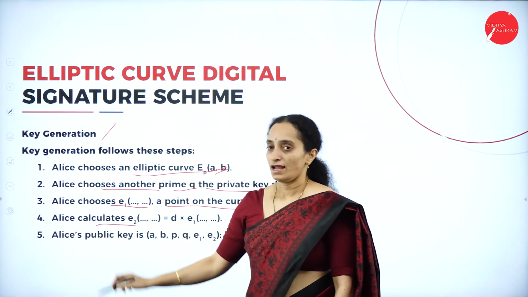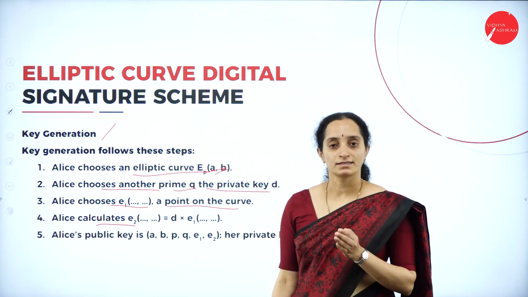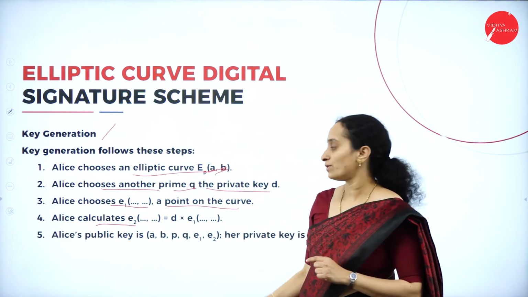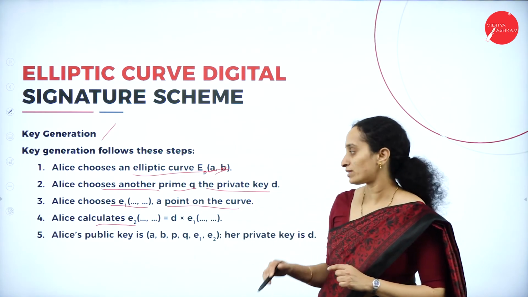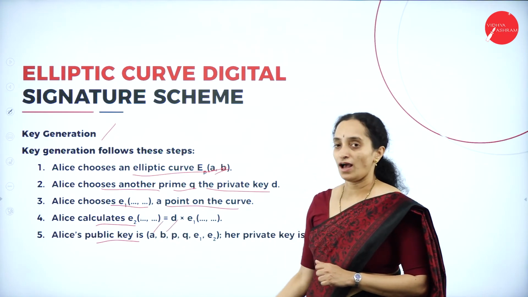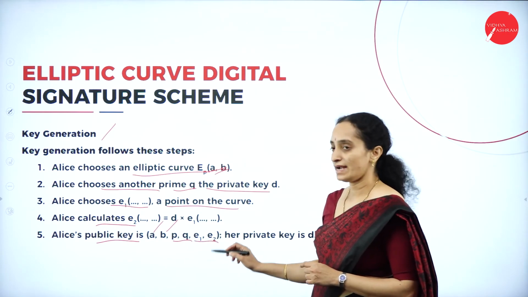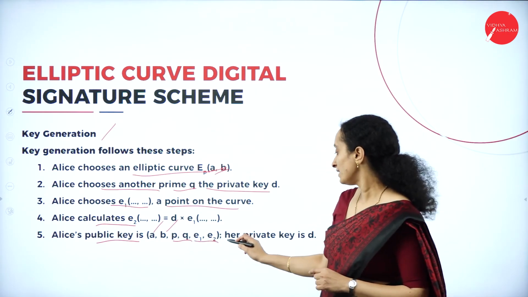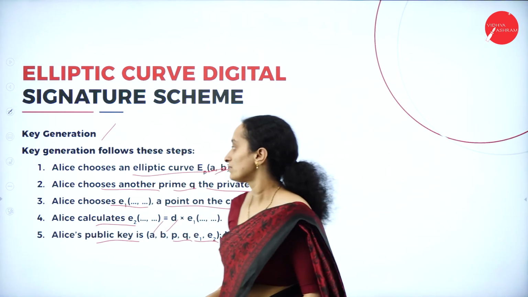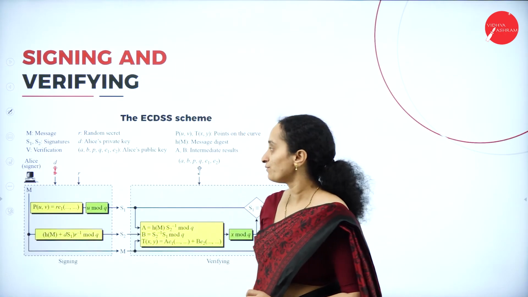Again, using the E1 value, the sender calculates E2, which is equal to D into E1 over the curve. Alice's public key will have the two prime values P and Q, and the values E1 and E2. And her private key is D. We can use methods to calculate the signing and verifying.